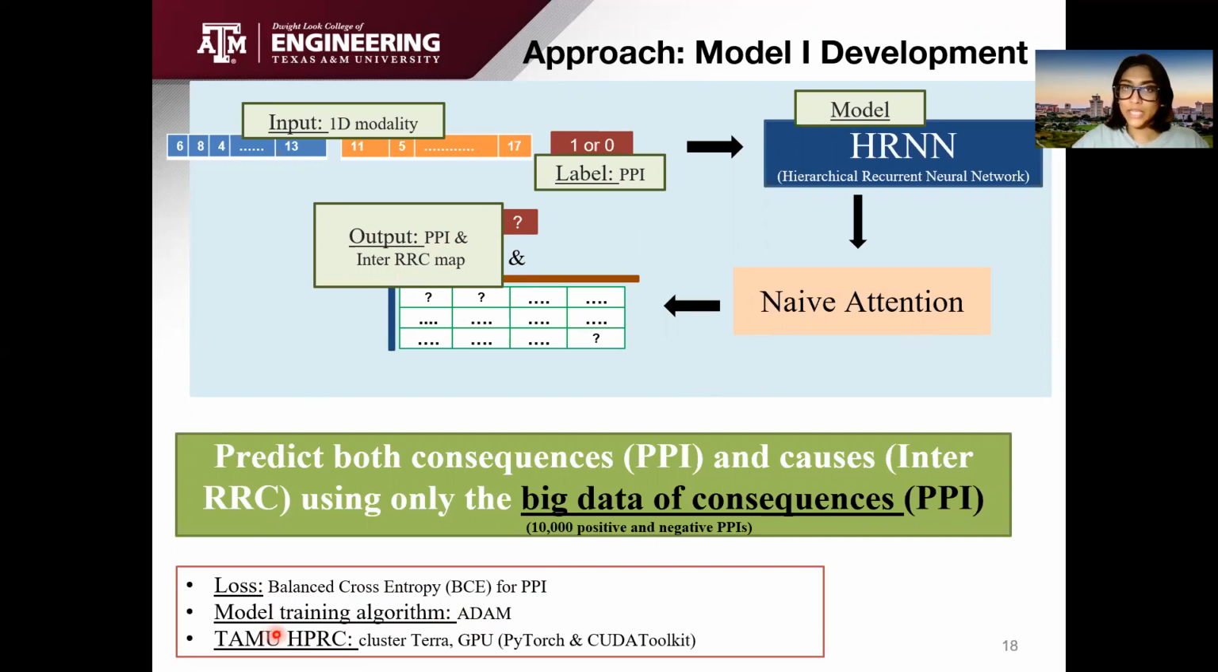The novelty or the exceptionality of model 1 is we are only using the big data of consequences, but trying to predict both consequences and causes. One point to notice here: though we're trying to predict these causes, or inter-RRC maps, we have not given any inter-RRC data to train this model. That is why this attention is very naive.